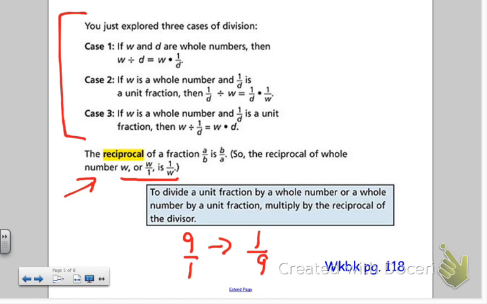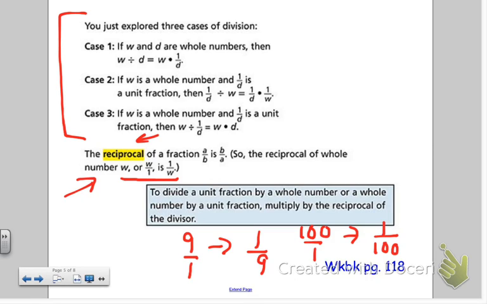That's because this 9, you know you can always put it over 1. It's a whole number. So think of it as 9 over 1. So when you flip it, there's your 1/9. How about the reciprocal of 100? The reciprocal of 100 would be 1/100th, because that 100 could be over 1, and you can flip it over so now the 1 is on top. 1/100th. That is called finding the reciprocal.